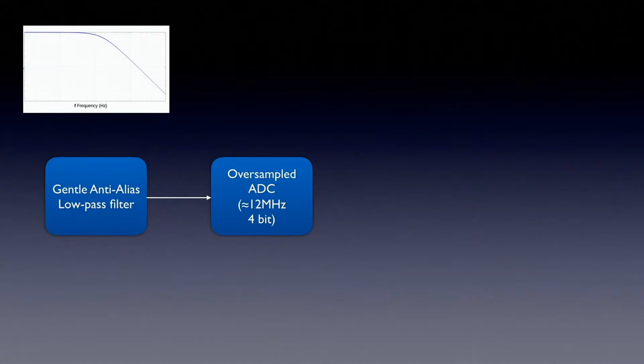24 bits is 144 dB of dynamic range, louds to softs, huge range, as big as our human hearing. 4 bits is 24 dB. Imagine the noisiest audio system you've ever heard. And that's what we're doing, but we're doing it really fast.